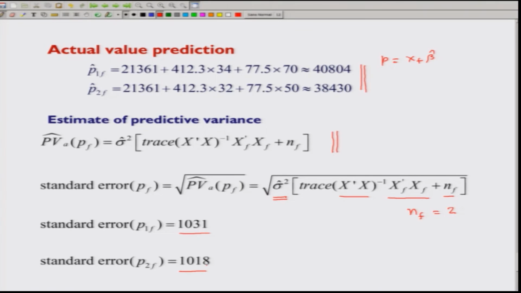I would like to draw your attention here that when we were interested in the average value forecasting, we had obtained this standard error for the first predicted value as 271 and for the second value as 218. So now you can again observe that the standard errors for the actual value predictions are higher than the standard error for the average value prediction, and this again confirms our theoretical finding.